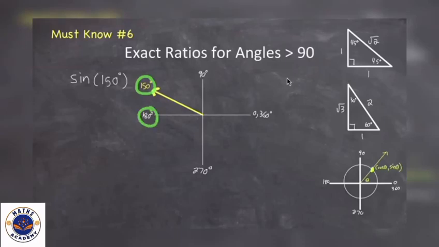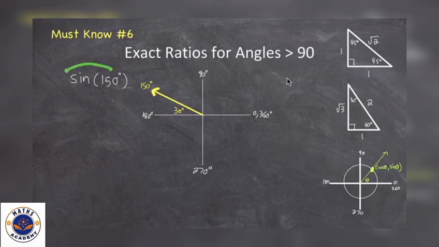Between 150 and 180 would be 30 degrees. So I could say that the reference angle is 30 degrees. This reference angle and the CAST rule are going to help me find the sine ratio for 150.